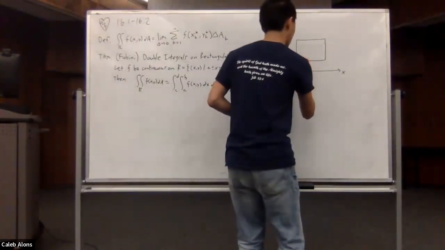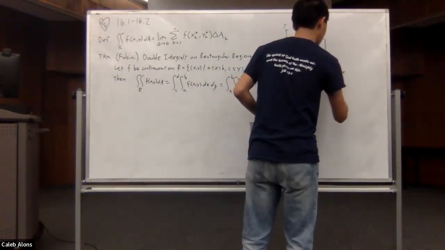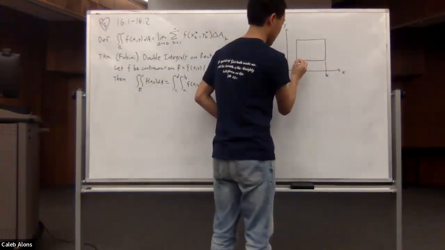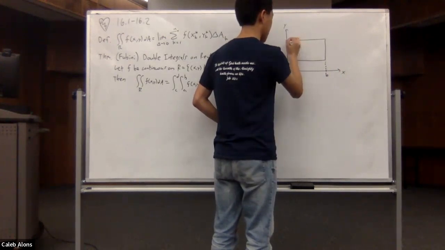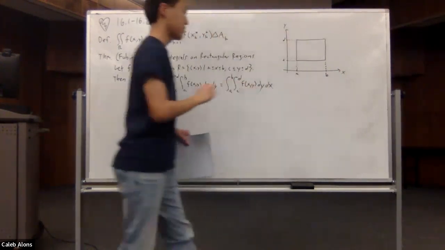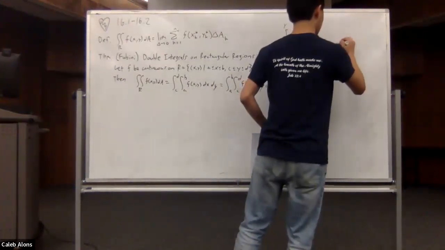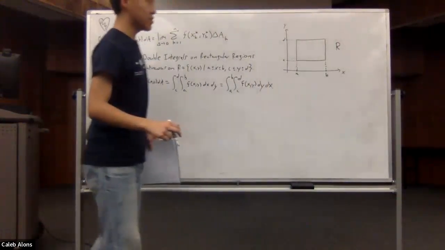So here's a, here's b. This tells us my x is restricted between a and b, and my y's are restricted from c to d. Okay, so this is my region R. And we're going to integrate over this region.